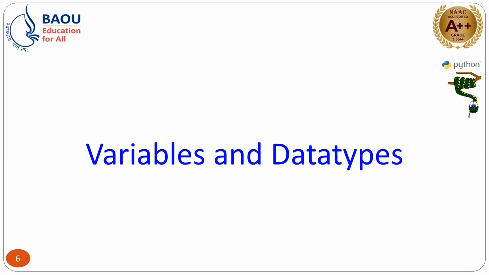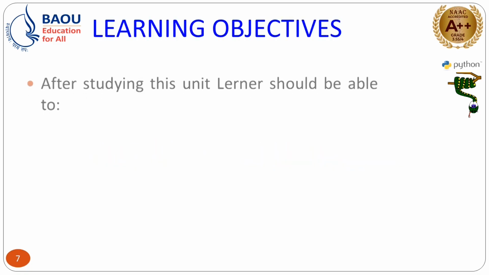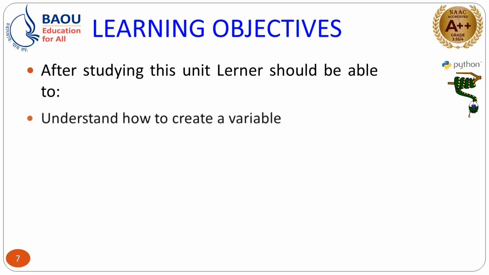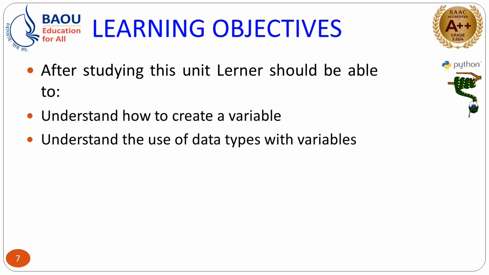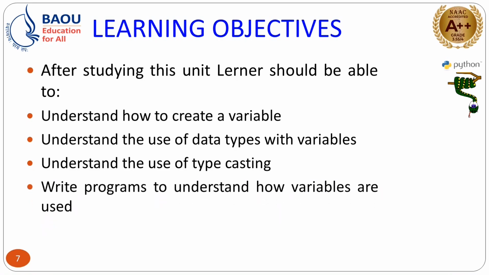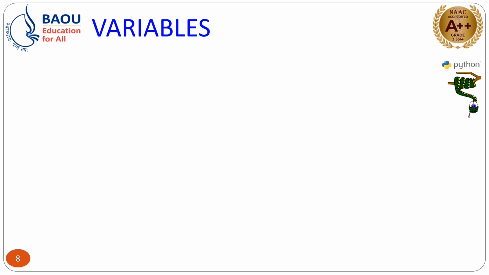Now the next unit we will start: variables and data types. After completion of this unit, you can understand how to create a variable. Then you can understand various data types that can be used for particular variables. Then understanding the use of typecasting. Then writing programs to understand how variables are used. These are the basic agenda that you will be able to understand after completion of this unit, that is variables and data types.